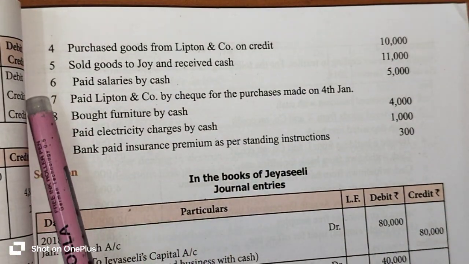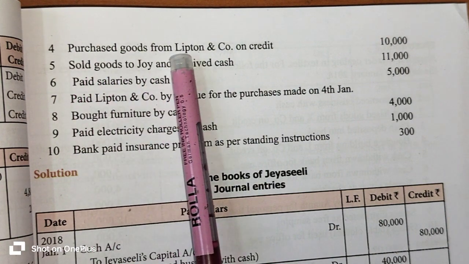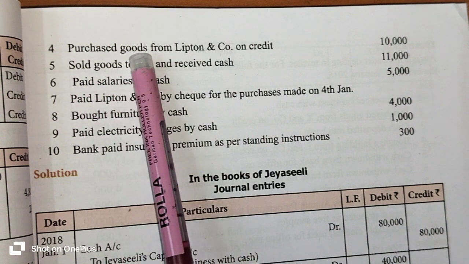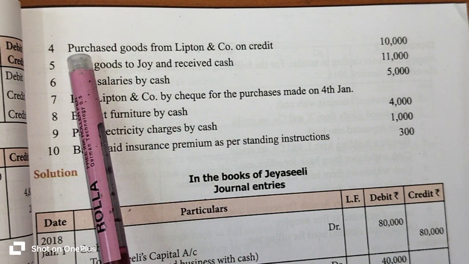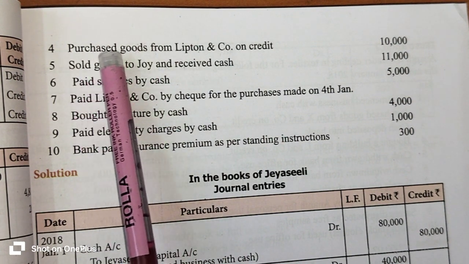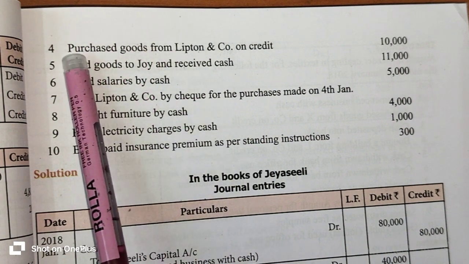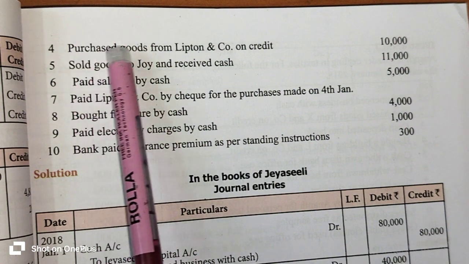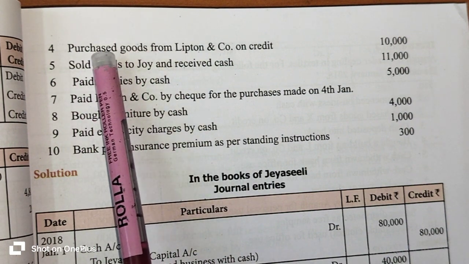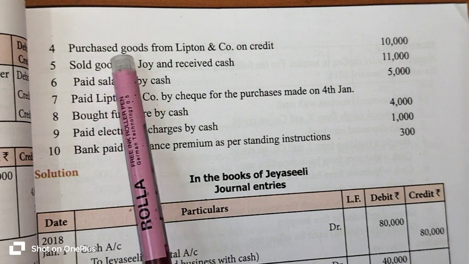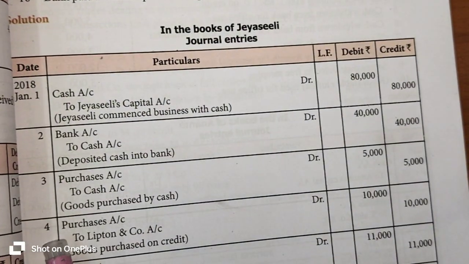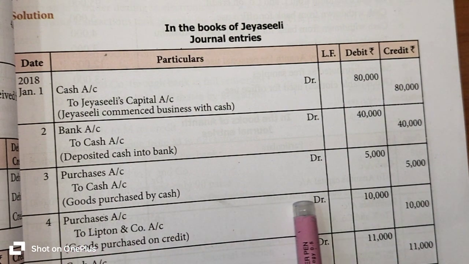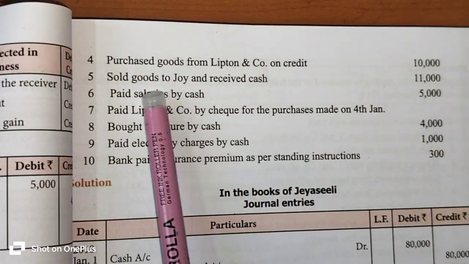The next transaction is on 4th January, purchased goods from Lipton and Co on credit, 10,000 rupees. Purchased goods means what term we have to use? Purchased goods means you have to use the term purchases. So purchased goods means expenses. All the expenses are to be debited. So purchases account on 4th January, expenses account is to be debited. That means purchases account 10,000 rupees.